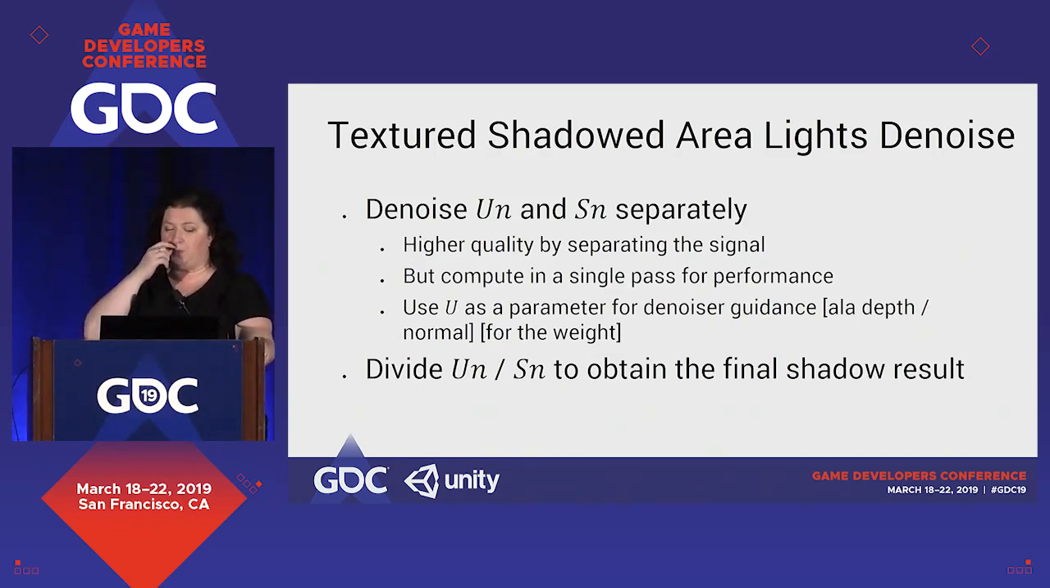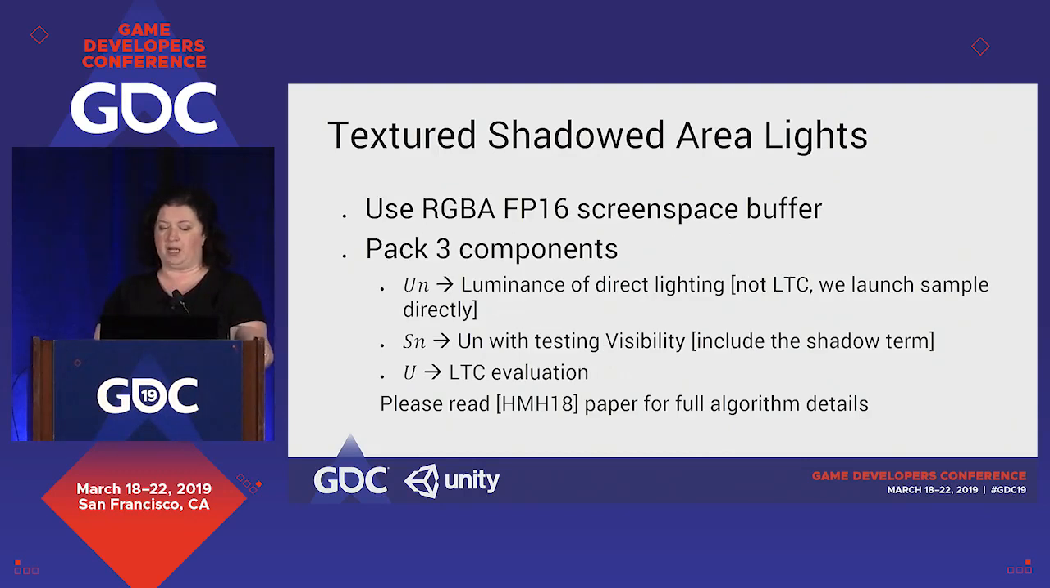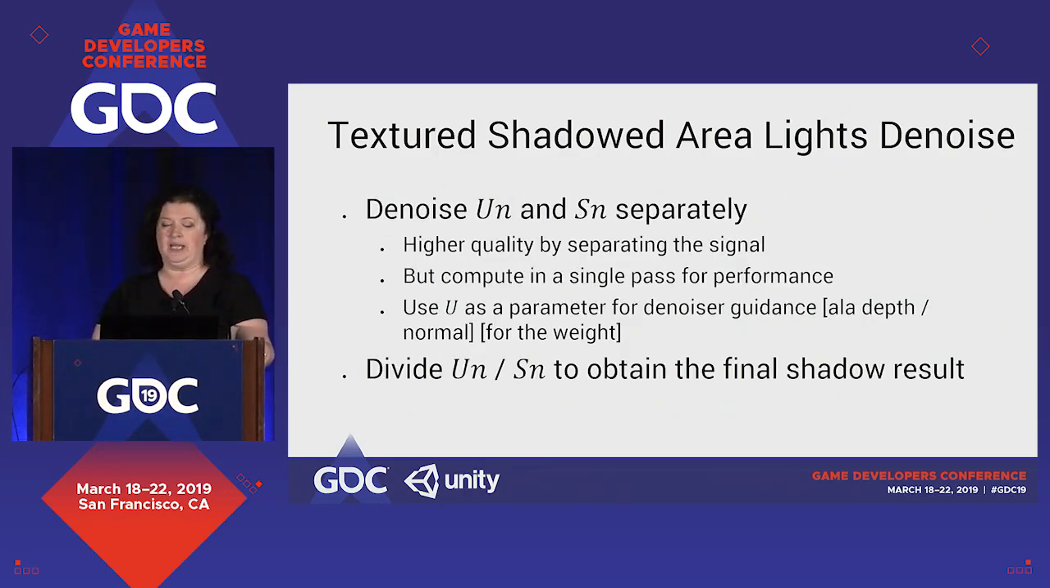And we also used the combined LTC evaluation result as a parameter for guiding the denoiser, in a similar manner to how we would use depth and normal in the other set of effects, to be able to deal with discontinuities. And then we divide the luminance by the denoised term in order to update the final shadow result.